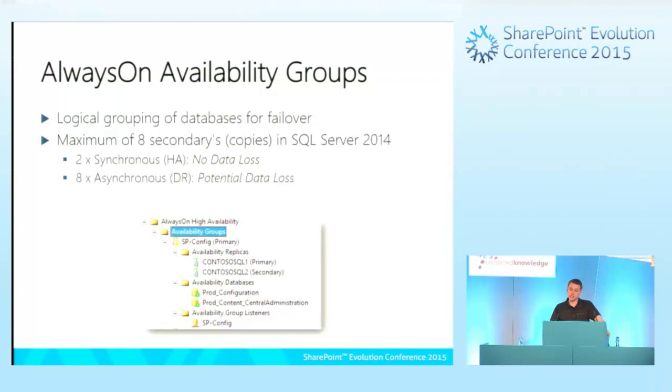Now, it was introduced in SQL Server 2012. In 2014, we introduced some additional capabilities, which is a maximum of 8 secondary copies. There are 2 configuration options for Always On that really map to high availability or disaster recovery. We allow up to 2 synchronous copies. By synchronous, we mean we can guarantee no data loss.